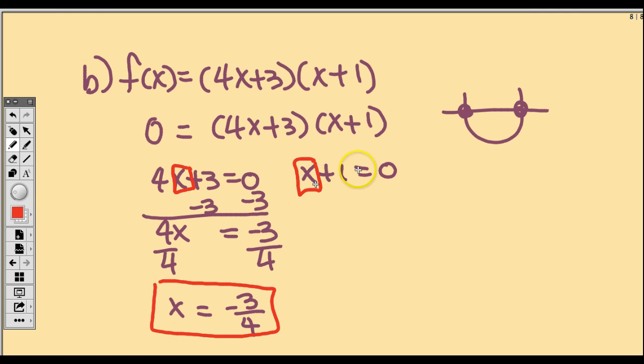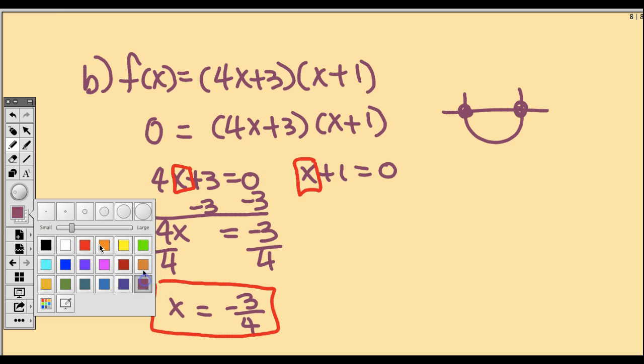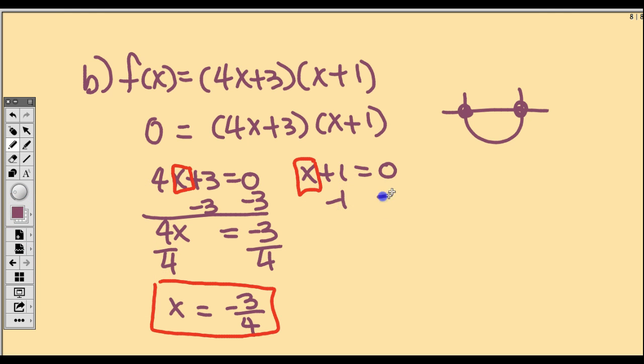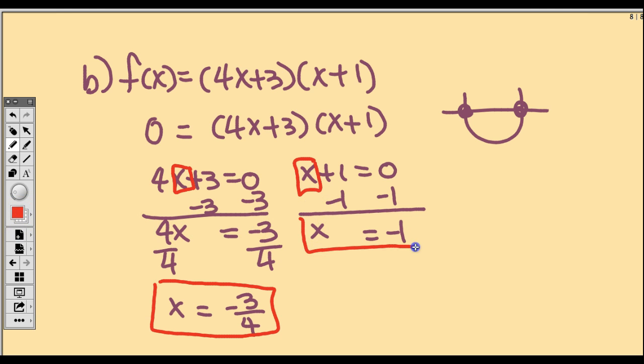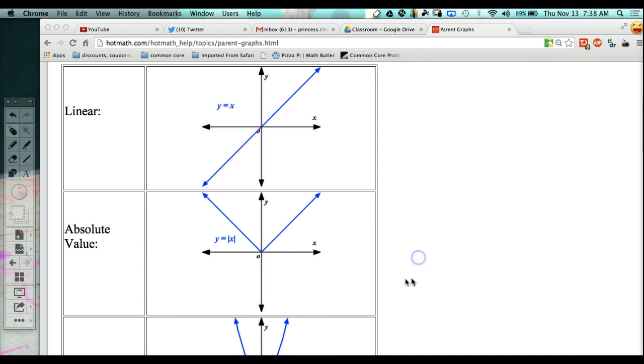Now with this part over here, it's much easier. It's a one-step equation, so you're going to subtract 1 from both sides. So now x is equal to negative 1. So your two answers are obviously going to be x is equal to negative 1 and x is equal to negative 3 over 4. And so basically this point over here is going to be negative 1, and this point over here is going to be negative 3 over 4, and that's exactly what we are saying.